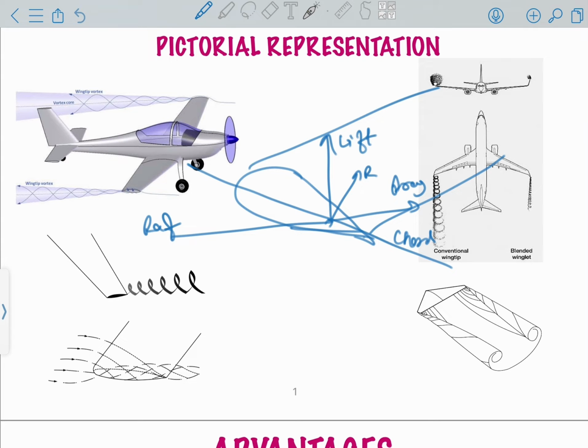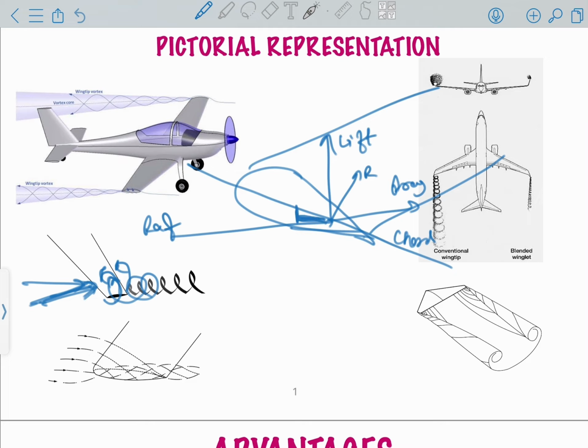So when the air is leaking from bottom to the top, and the air is coming from here, it tries to change the direction of the air from this to this, because there is a force which is acting on the air, on the direction of the air.